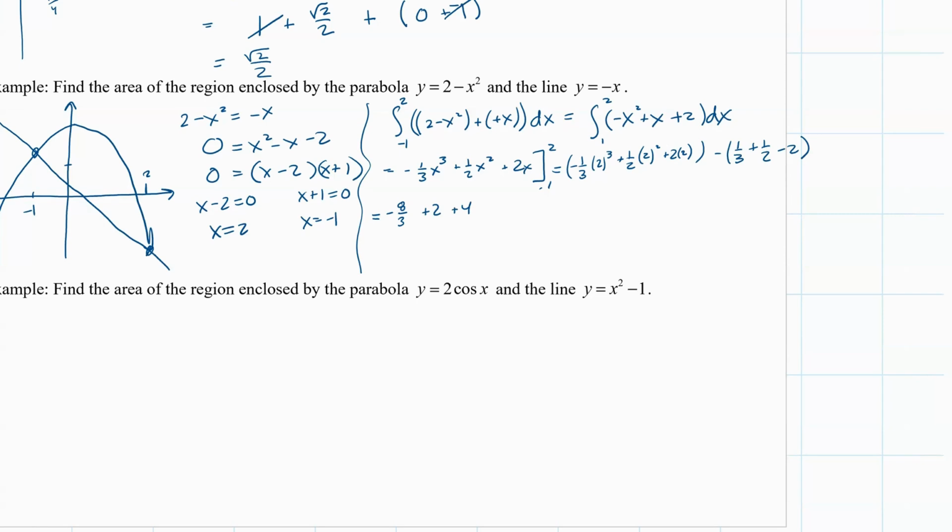Good there. Minus the quantity. And now here let's find a common denominator. How about 6? How about 2/6 plus 3/6 minus 12/6?